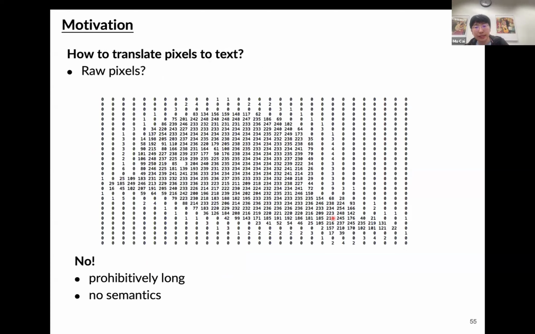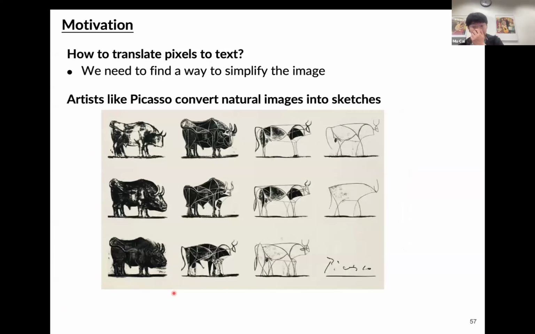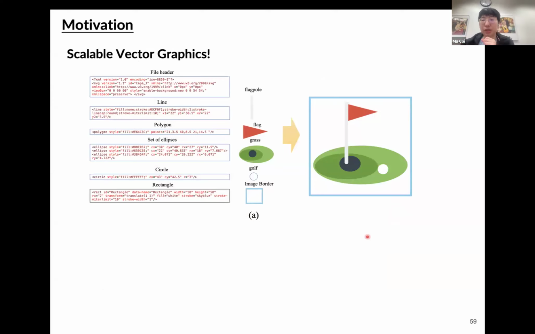And someone may say, oh, I can put the pixel values into the language prompt. And this will be very long, and there is no semantics here. So we actually need a way to simplify the images. Drawing inspiration from the famous artist Picasso, we try to use sketches to represent the object. For example, with several sketches, like the final image, we humans can still recognize, oh, it's an ox, but the machine cannot. So we use a similar representation where we represent the images with sketches.